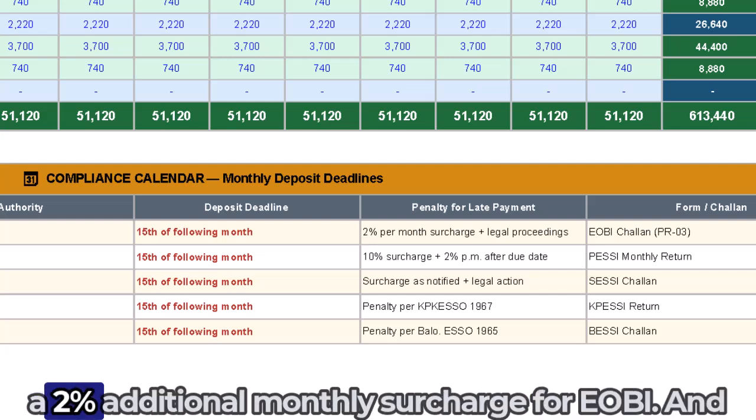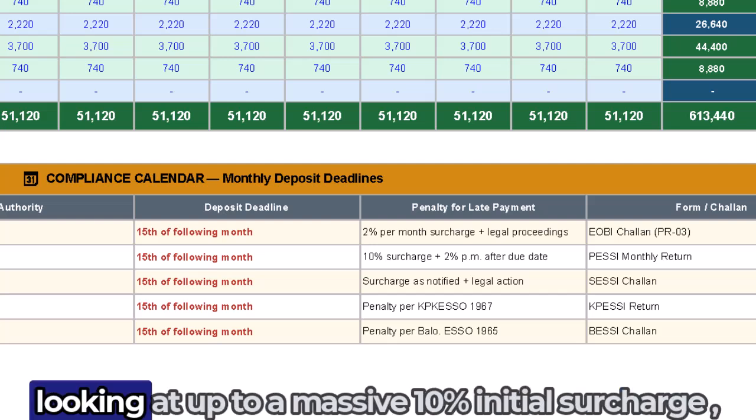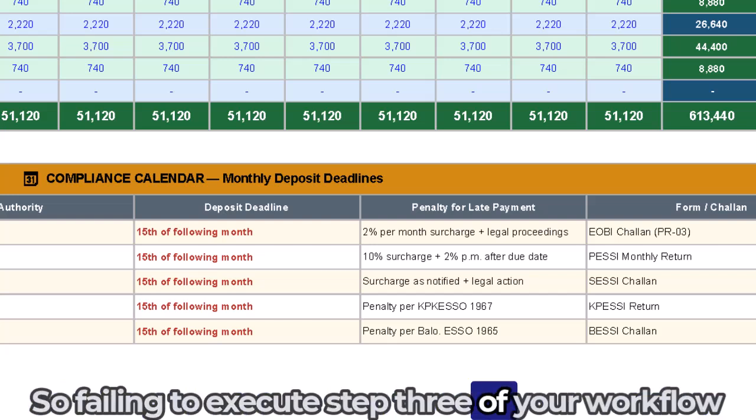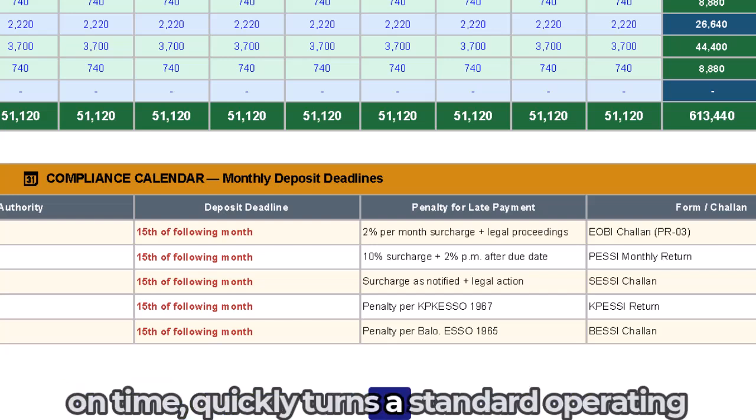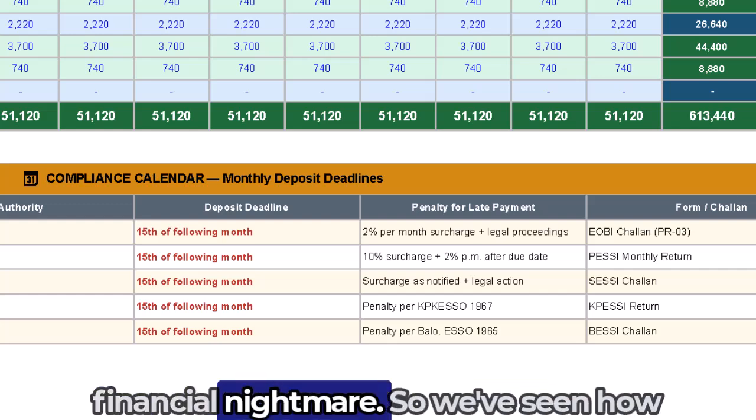We are talking about a 2% additional monthly surcharge for EOBI. And for provincial entities like Punjab's PESSI, you're looking at up to a massive 10% initial surcharge, plus an extra 2% for every single month after that. So failing to execute step 3 of your workflow on time quickly turns a standard operating expense into a massive, cascading legal and financial nightmare.